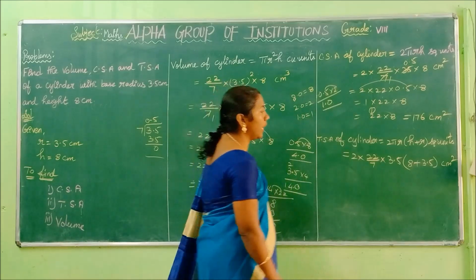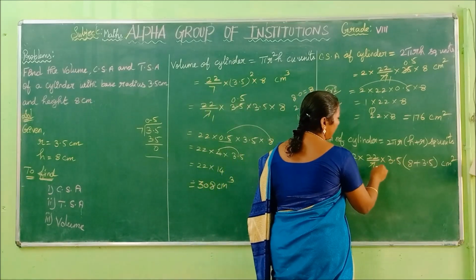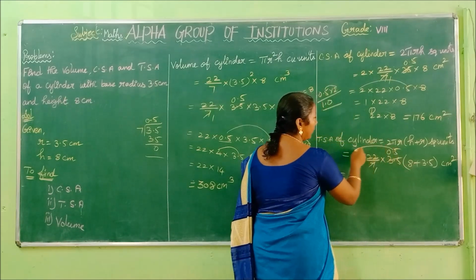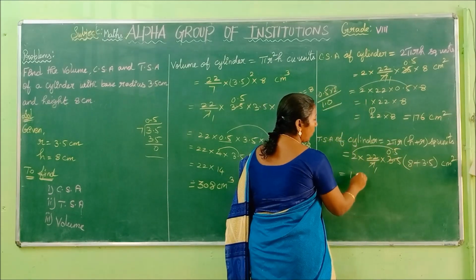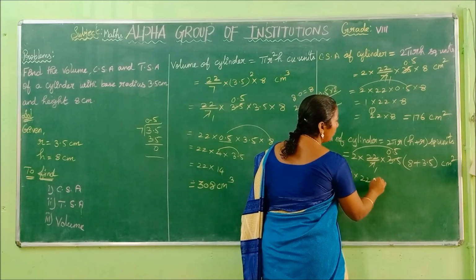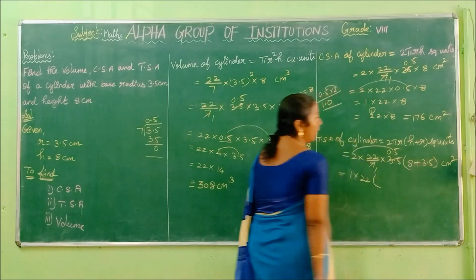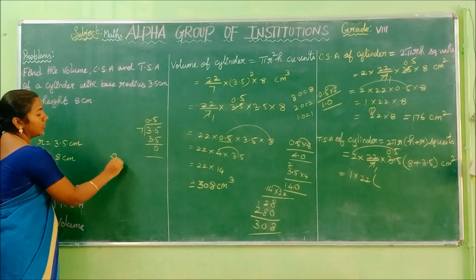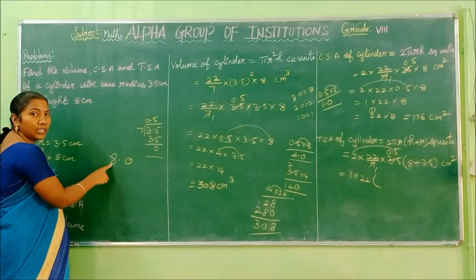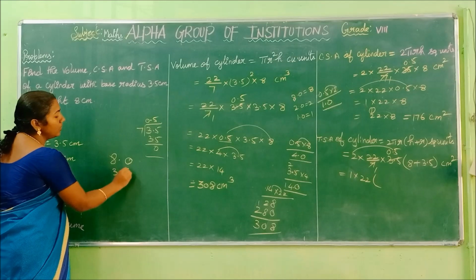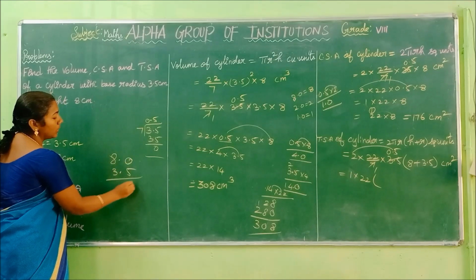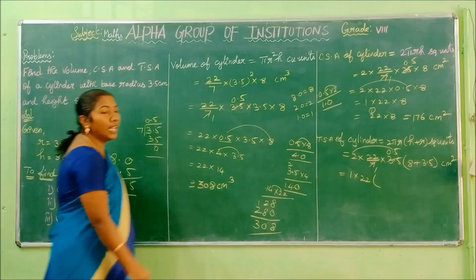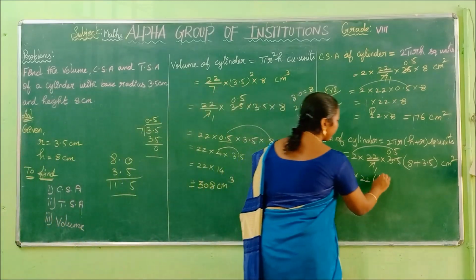Next we are going to cancel. Cancel the 3.5 by 7. So 0.5. If you multiply 0.5 with 2, here 1. So 1 into 22, 8 plus 3.5. How do you add the 8 plus 3.5? See here 8, you can rewrite the 8 as 8.0. And then 3.5. 0 plus 5, 5. 8 plus 3, 11. So your answer is 11.5 here.